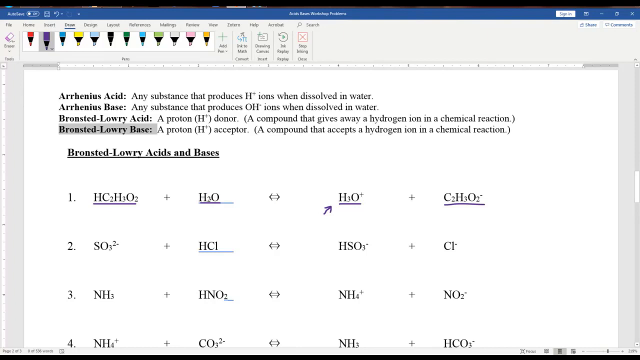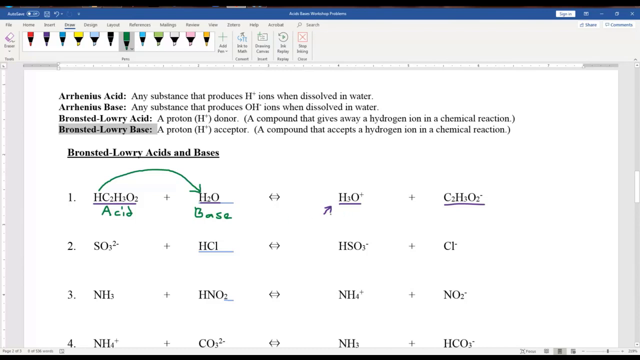If water gave a hydrogen away to the HC2H3O2, wouldn't it only have one hydrogen instead of three? Because you're adding hydrogen to something that already has hydrogen. So which one is gaining hydrogen? The water is gaining more hydrogen. It's accepting the hydrogen. So the hydrogen goes from the acetic acid to the water. Because of that, this is your acid, your proton donor. And water, since it receives the hydrogen, is your base, your proton acceptor.